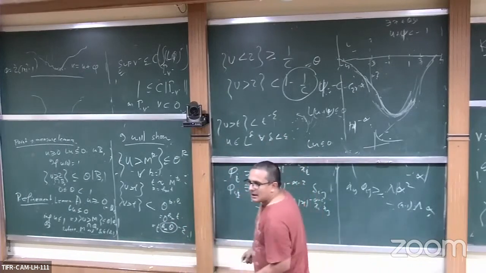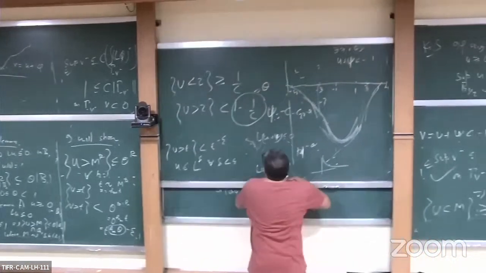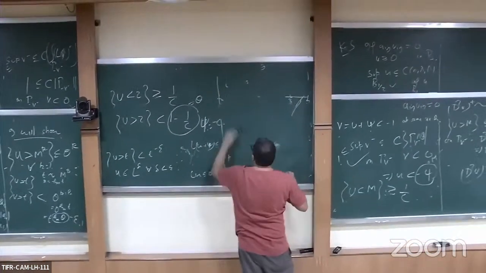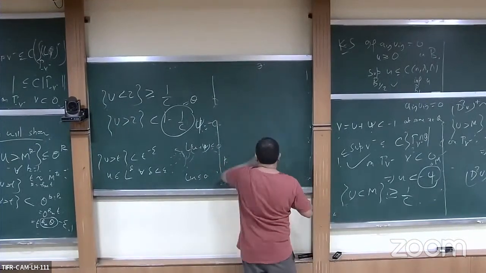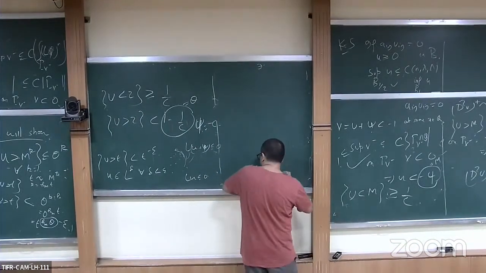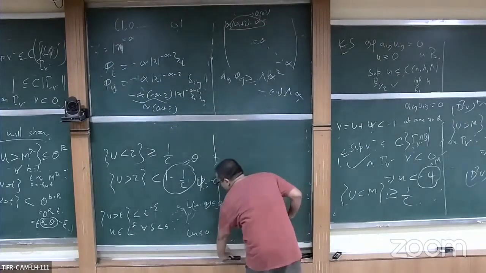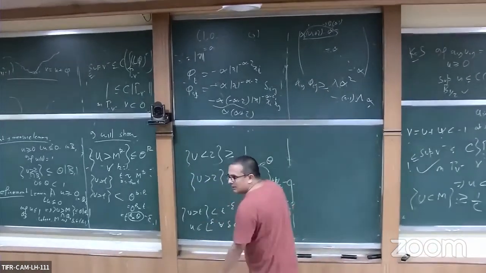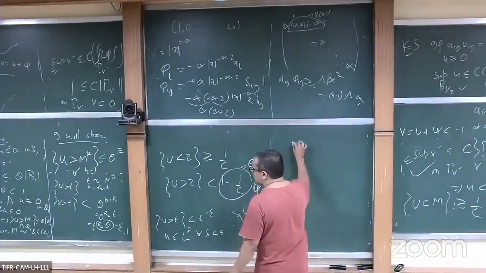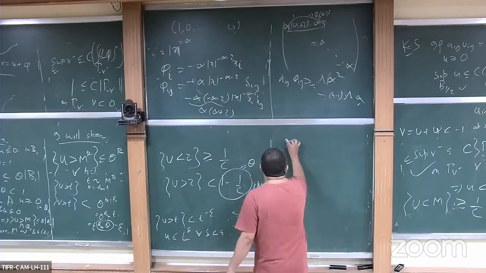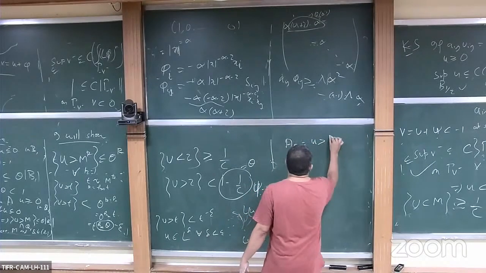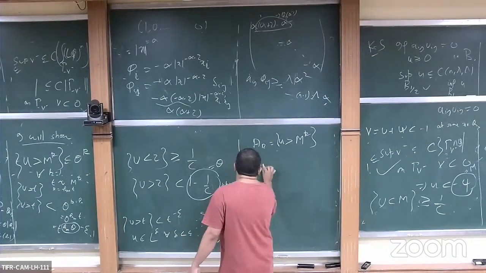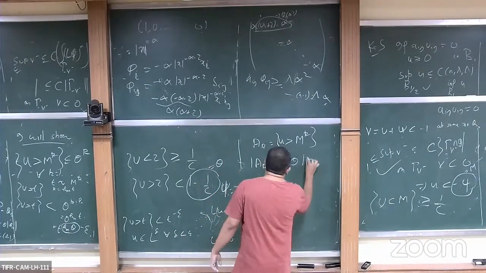Right? Because now use the layer cake representation. How do I do it? Okay, so now how do I do it? The way I do it is the following. Suppose I write A_k to be {u bigger than m to the k}. What I want to show is that the measure of A_k is less than or equal to theta times the measure of A_{k-1}.